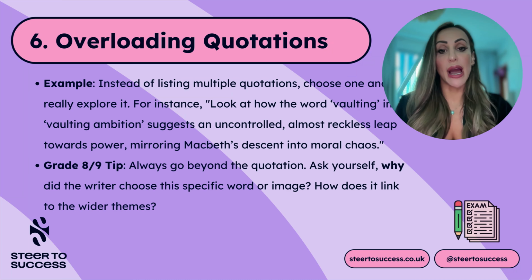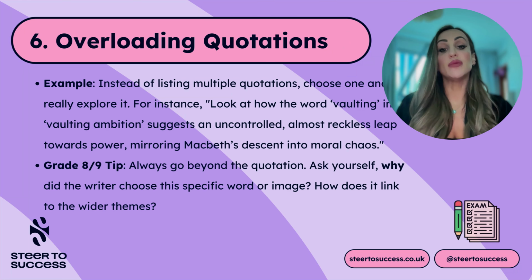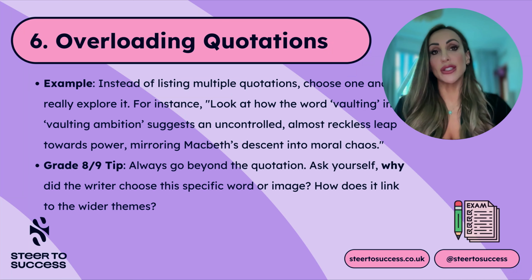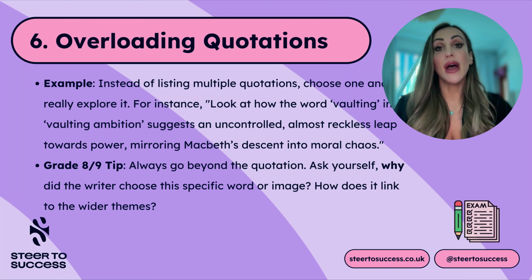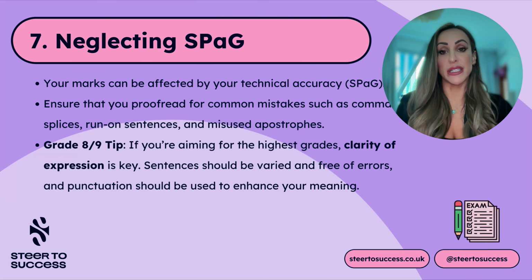So for instance, look at how the word vaulting in "vaulting ambition" suggests an uncontrolled, almost reckless leap towards power, mirroring Macbeth's descent into moral chaos. So a grade 8 or 9 tip here would be to always go beyond the quotation. Ask yourself once again, why did the writer choose this specific word or image? We talked about that in other sessions as well. But interrogate why the writer has picked a particular word. How does it link to the wider themes of the text?